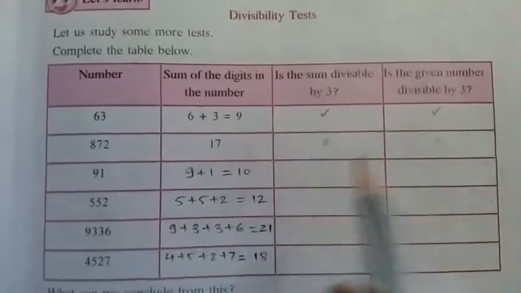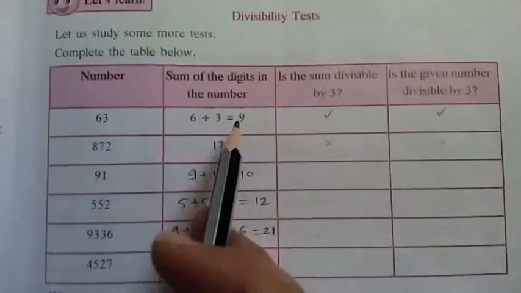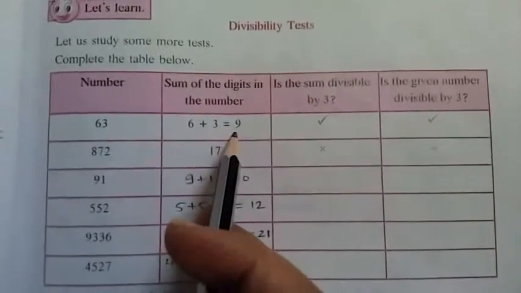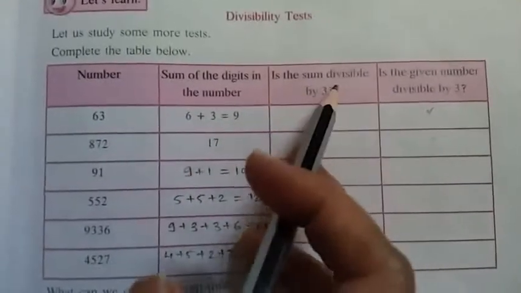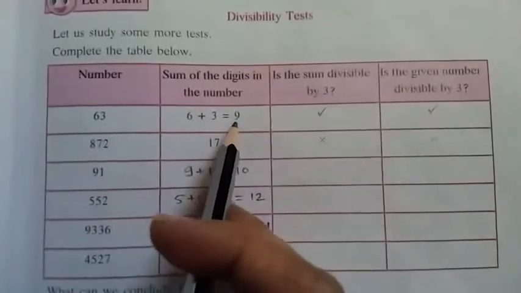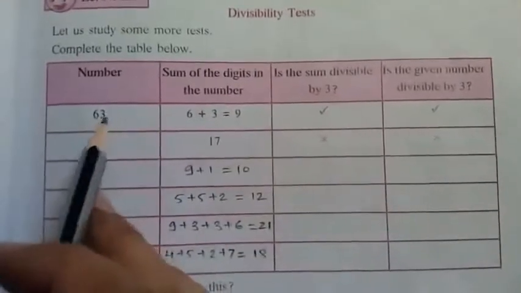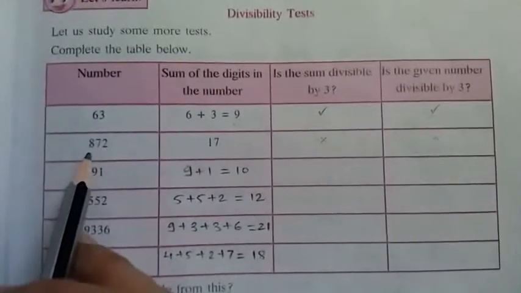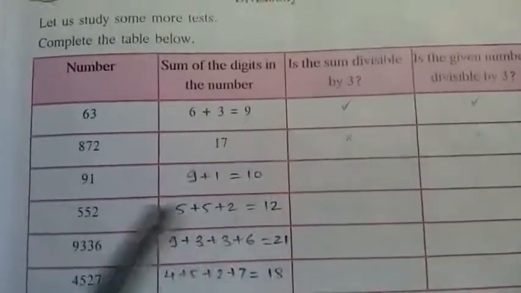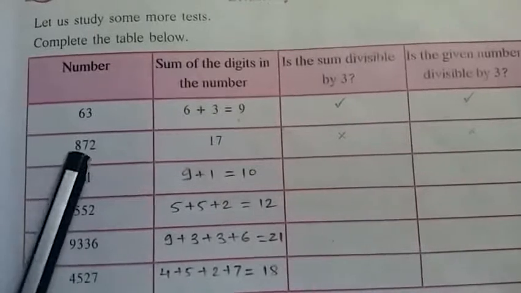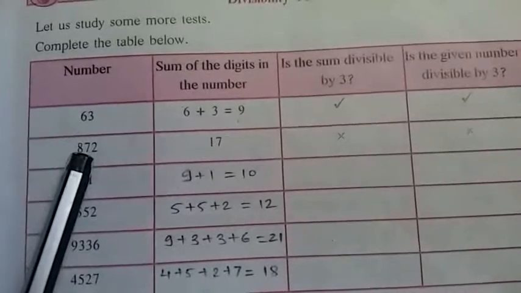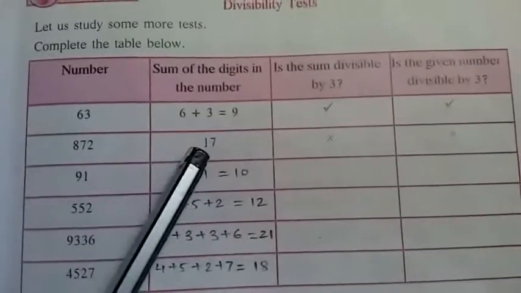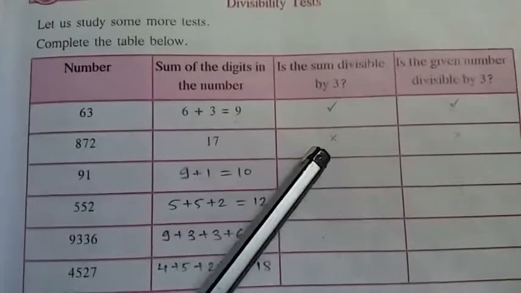Right. And 9 is divisible by 3. Yes. See, their sum is 9. 9 is divisible by 3. Yes. And this given number is divisible by 3. Means 63 is divisible by 3. Yes. Now second, 872. Now addition of 8, 7 and 2 means 8 plus 7, 15. 15 plus 2, 17. Now 17 is divisible by 3? No. Then do the cross mark.